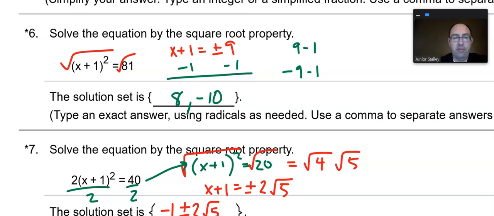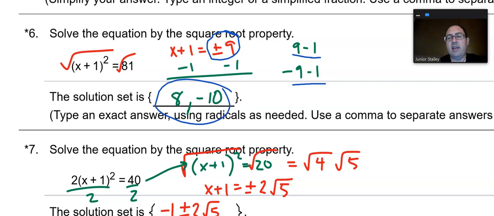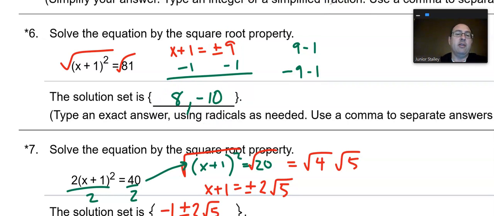Once again, no FOIL. Do not FOIL. Just go straight for the square roots. And that gets me my plus and minus 9 over here. Subtract 1. So we have 9 minus 1, which is 8, and negative 9 minus 1, which is negative 10. Whatever you do, don't solve the first one and say, oh, the first one's 8, the other one has to be negative 8. Okay, you'll lose on that one almost every time. Some situations are like that, but not this one.